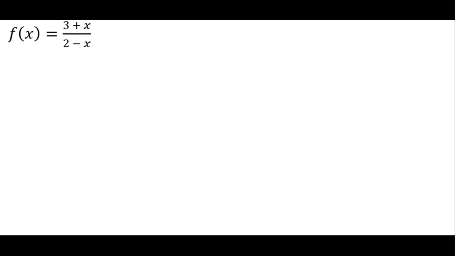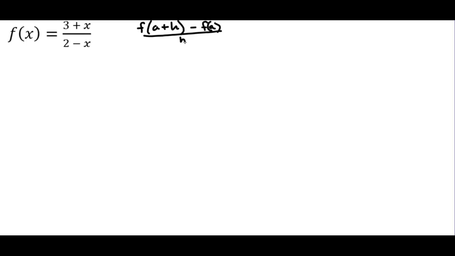Our last difference quotient was with a polynomial function. This function is a rational expression function because it's got a rational expression in it. But we're still going to start it the same way. So we're going to find f of a plus h. Let me just write this up real quick. f of a plus h minus f of a over h. That's what we're going to be doing.